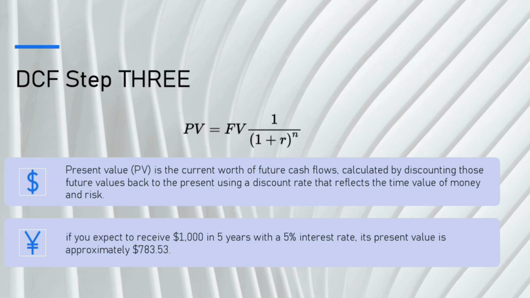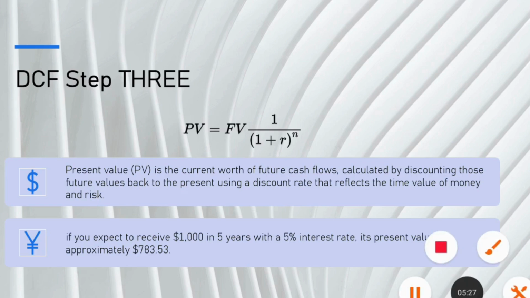The present value formula is FV, which is future value. In this case, future value is $1,000, multiplied by 1 by (1 plus r) to the power n, where r is the discount rate, or rate of interest, and n is the number of periods. In this case, 5 years is the number.